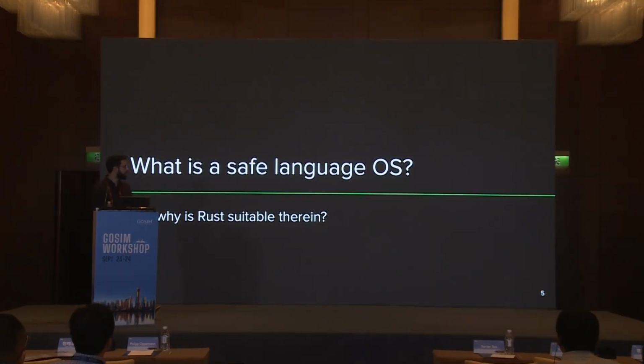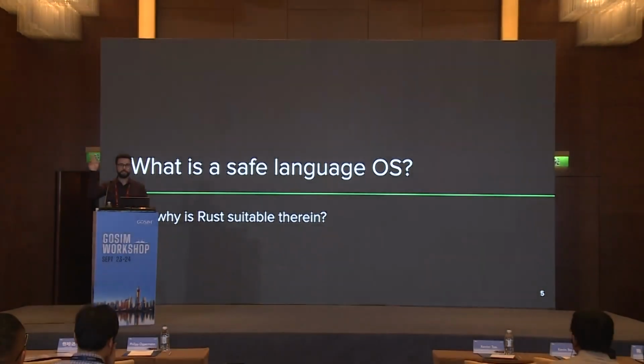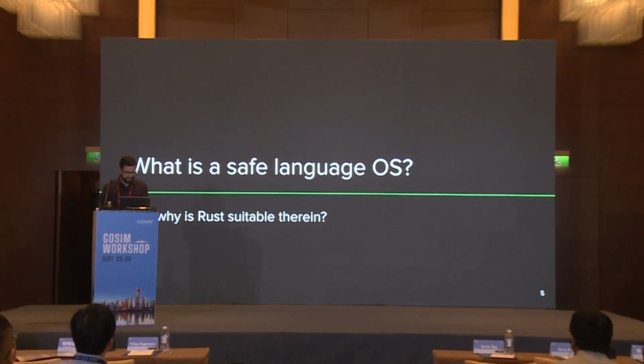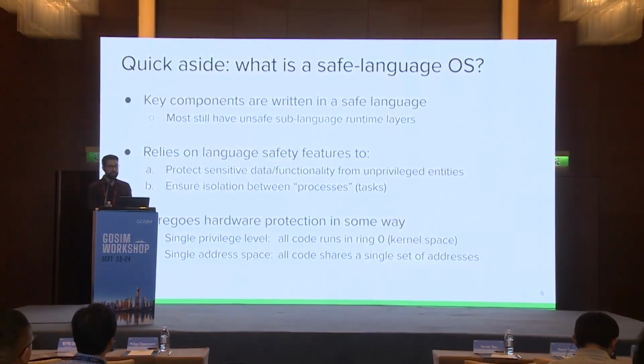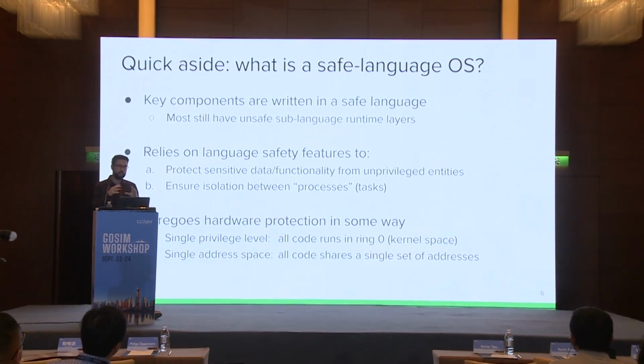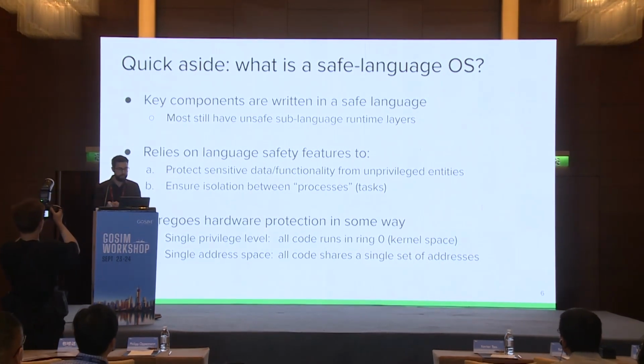Okay, so by a show of hands, who knows what a safe language OS is? Anybody? No, okay. So basically, a safe language OS is one that uses language protection mechanisms instead of hardware for isolation among different processes. All of the key components are written in a safe language. A lot of existing safe language operating systems have an unsafe language layer beneath the runtime.